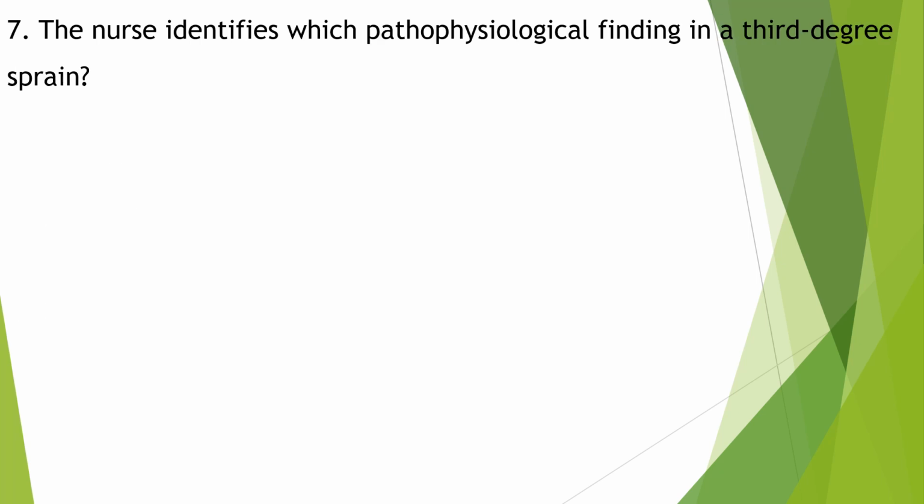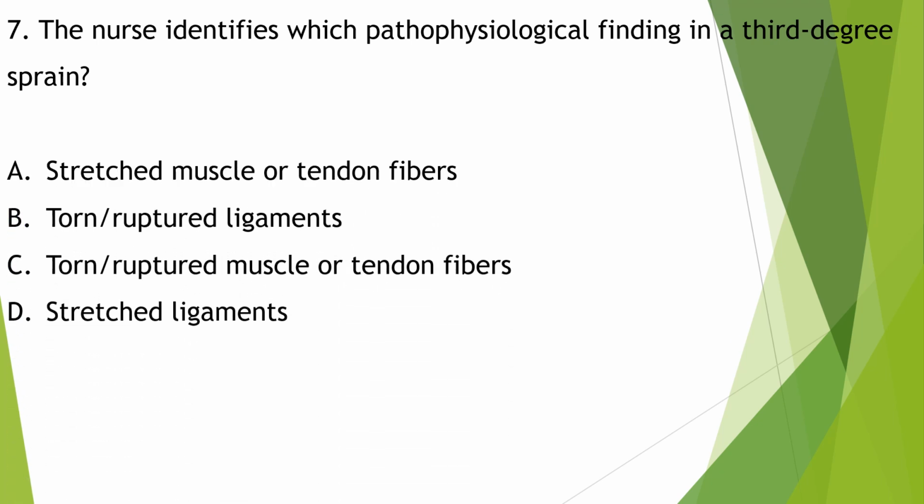The nurse identifies which pathophysiological finding in a third-degree sprain? Stretched muscle or tendon fibers, torn or ruptured ligaments, torn or ruptured muscle or tendon fibers, stretched ligaments. A third-degree sprain is the most severe. The ligament is completely ruptured. The joint is unstable. There is severe pain and swelling, and other tissues are often damaged.